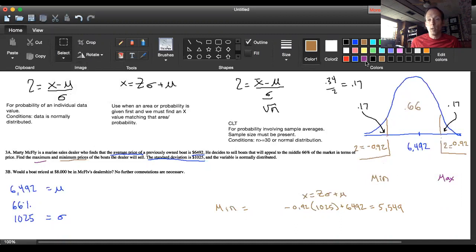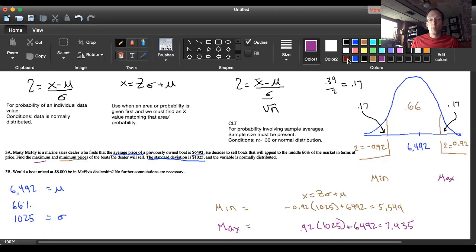And down here, I'm going to put in my maximum. And again, the formula is going to be exactly the same. The only difference is my z-score is going to change to a positive 0.92. So we're going to have 0.92 times 1025 plus 6492. And the math on this is going to work out to be 7,435. And that's going to be the answer to my question.